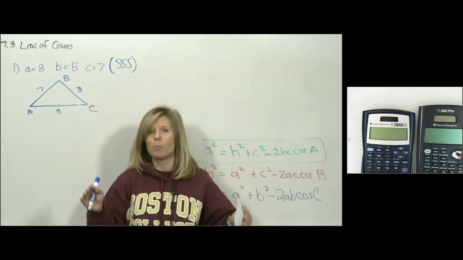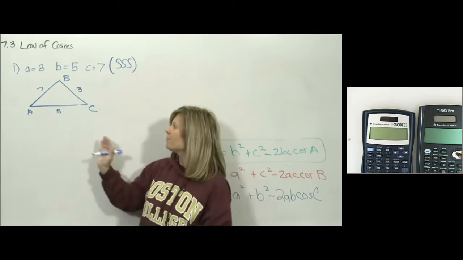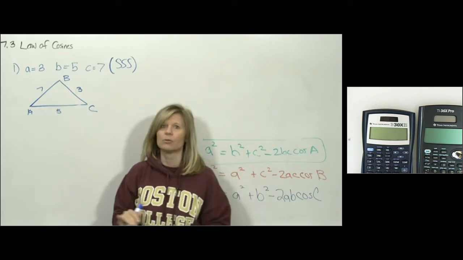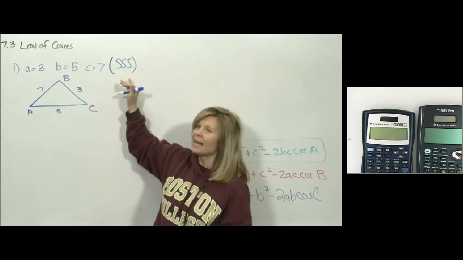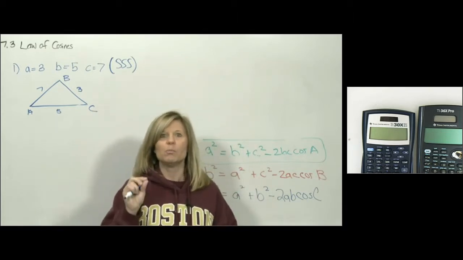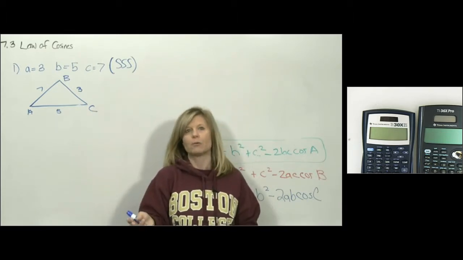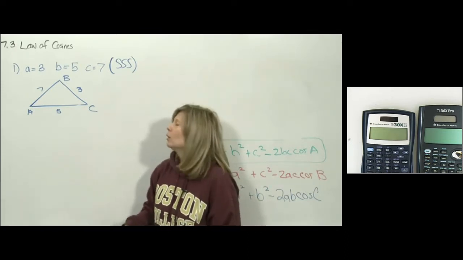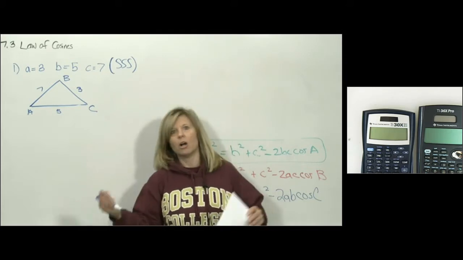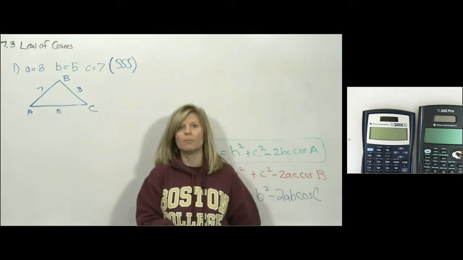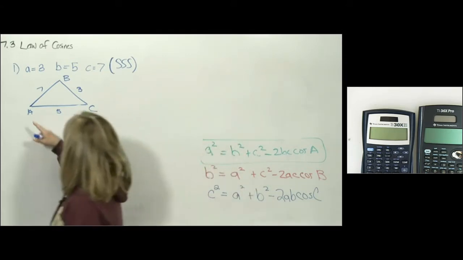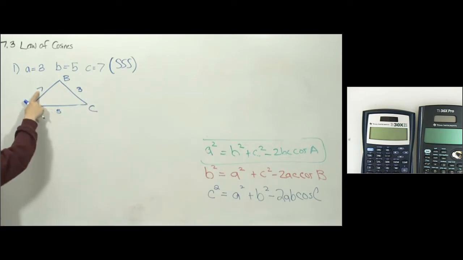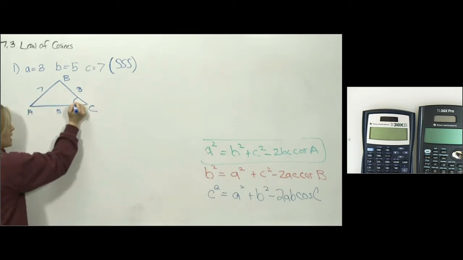Okay? So mathematically, if we're trying to find the three missing angles, because we have side, side, side, the rule is you must find the largest angle first. So guys, how do you know who the largest angle is? Well, we've been discussing this. The largest angle is always across from the largest side. So if I look at my diagram, 7 is my largest side, so angle C is going to be my largest angle.